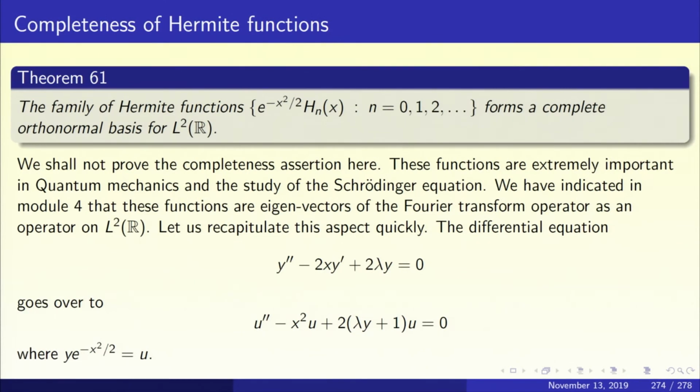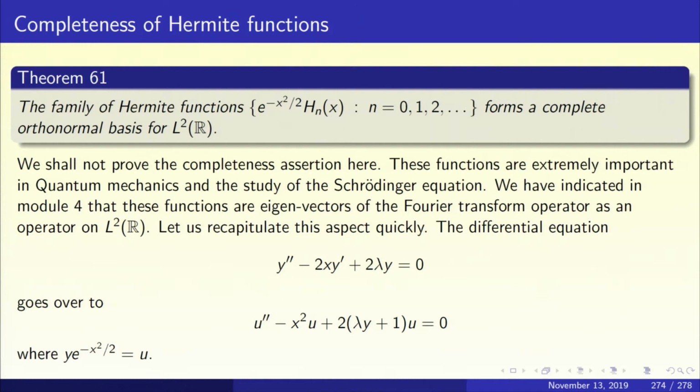Now we shall show that these Hermite functions are the eigenvectors of the Fourier transform. And these eigenvectors form a complete orthonormal basis. So these are all the eigenvectors, there are no other eigenvectors. So for the Fourier transform, all the eigenvalues have been identified and a complete orthonormal basis of eigenvectors has been identified. So the job is done.